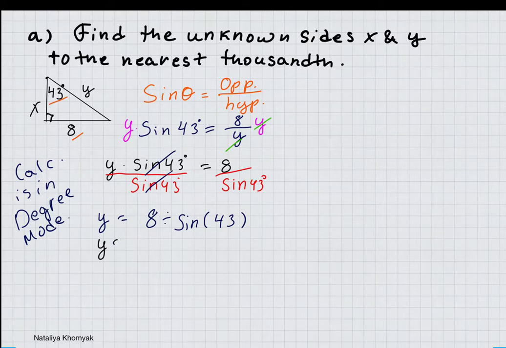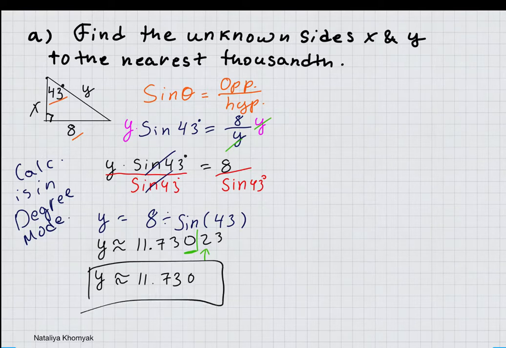So y is approximately equal to 11.73023, and it keeps on going. We have to round it off to the nearest thousandth. We have 3 decimal places here. You look at the number to the right of it, which is 2, and it's less than 5. So we just drop everything after the 0. So y rounds off to 11.730. You can write down 0, but you don't have to. This is a part of our solution.